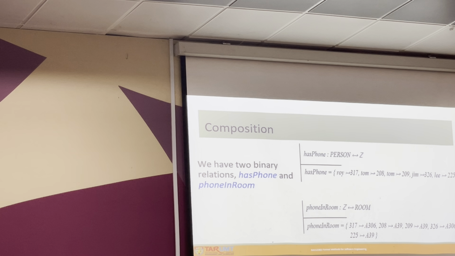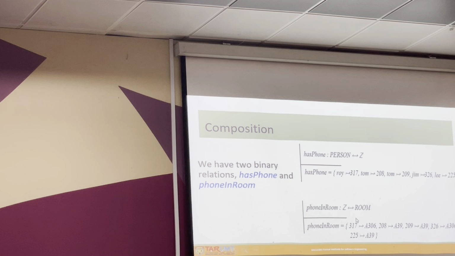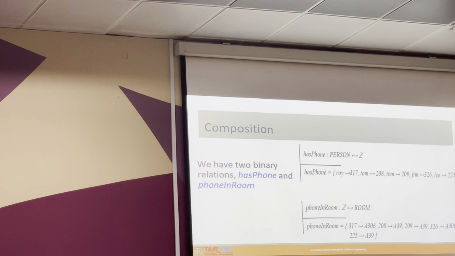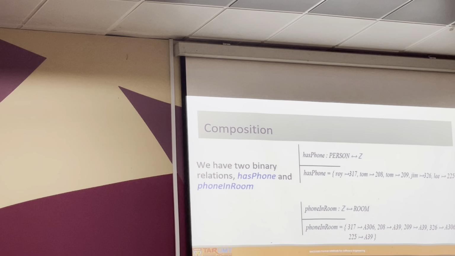For example here, this one has phone, person to Z, phone in room, Z to room. So Z here actually has something which is the same. Then you can tell that the person here stays in the room here. You can say like that. There's a relationship like this. If you want to show that kind of relationship, you can show it using composition. Sometimes you want to show the relationship of the tables as well, you can show using composition.